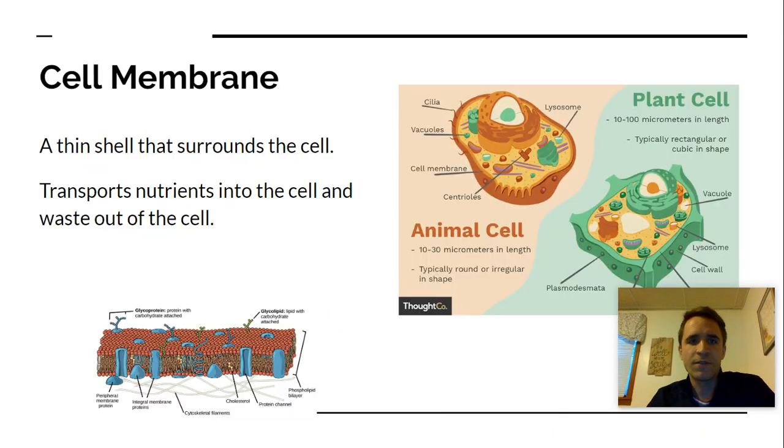Okay. So the first organelle we're going to learn about is the cell membrane. The cell membrane is just the thin shell that surrounds the cell. It's found in both animal and plant cells, in all cells. What its job is, guys, is it lets certain things in and certain things out. So it transports nutrients into the cell and it transports waste out of the cell.